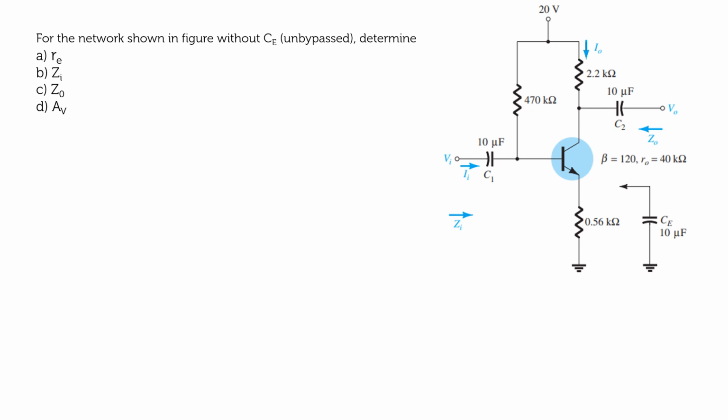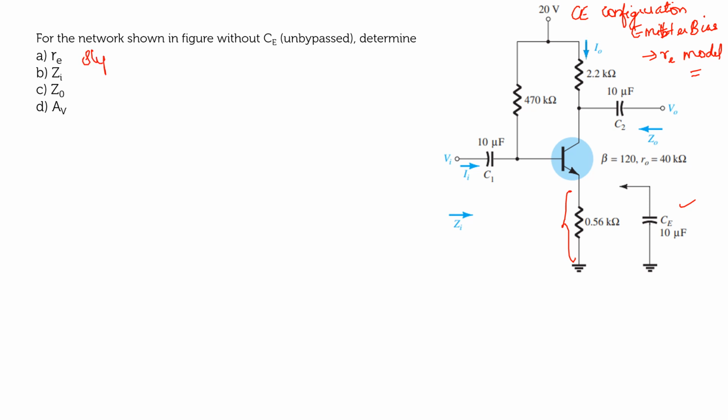For the network shown in the figure without CE, that is unbypassed, determine RE, Zi, that is input impedance, output impedance and voltage gain. Okay, so by seeing the figure, you know that it is an emitter bias and what configuration? CE configuration. So you can write that it is a CE configuration and emitter bias circuit. And from the problem, you know that you have to find out, or it's an RE model.